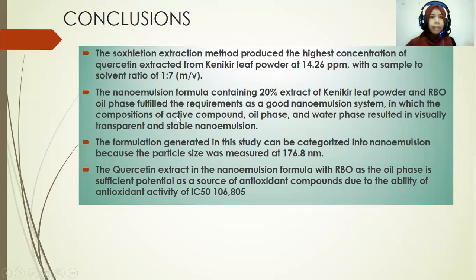Conclusion. The Soxhlet extraction method produces the highest concentration of quercetin extract from KENIKIR leaf powder at 14.26 ppm. The nano-emulsion formula containing 20% extract of KENIKIR leaf powder and RBO oil paste fulfills the requirements of a good nano-emulsion system. The formulation generated in this study can be categorized as a nano-emulsion.